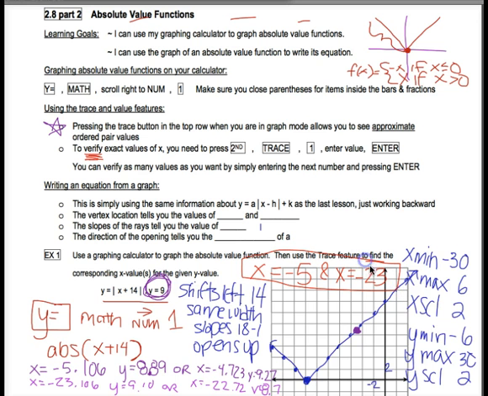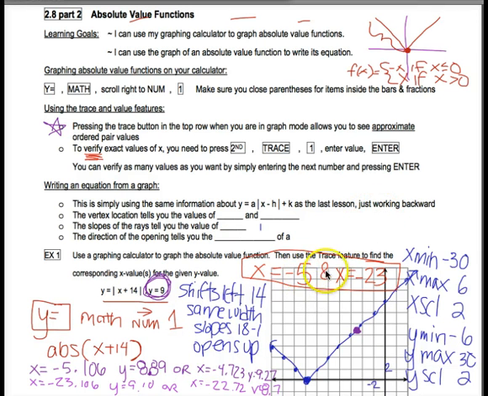Now, if you wanted to just do the trace first for both of them and then confirm both, you don't have to keep pressing second trace. Right now, if you haven't pressed anything else and it says x equals negative 23, y equals 9 at the bottom, you can confirm a second value without hitting second trace again. It says you can verify as many values as you want by simply entering the next number. So if I wanted to check when x equals negative 14, because I know that that's my vertex, I can press in negative 14, enter, and it'll pop up x equals negative 14, y equals 0.